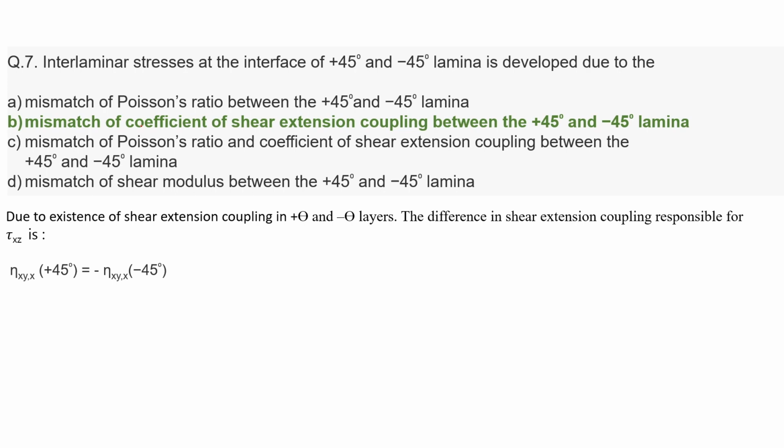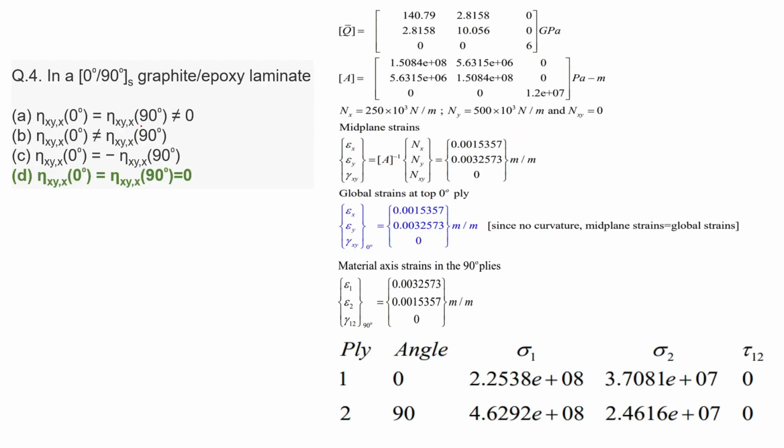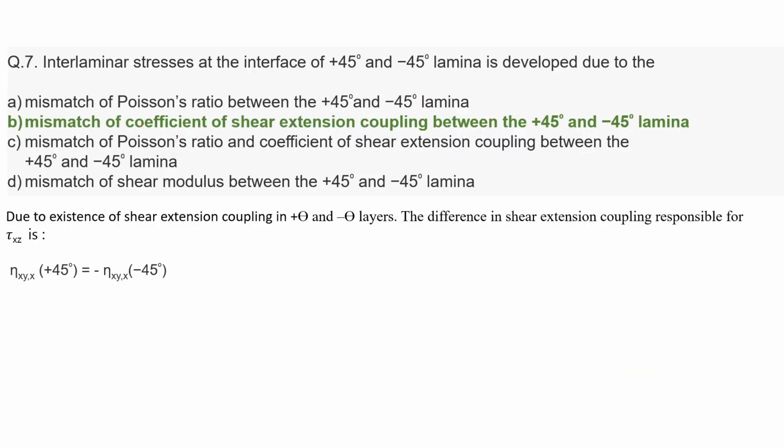So to create interlaminar stresses between plus and minus theta, any theta, here it is 45 degree. You see the Poisson ratio of both of these will be the same, so the first option will not be correct. Second is mismatch of coefficient of shear extension coupling between plus 45 and minus 45 degree lamina. In the second question that we discussed, the shear extension coupling for plus 45 degree will be equal to minus of that of minus 45 degree. So these are non-equal. That's why there is a mismatch of coefficient of shear extension coupling between these two lamina. So this is one of the correct options.